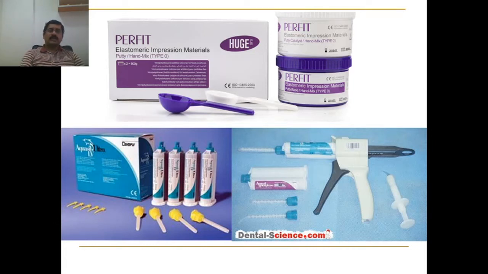Nowadays it is available in paste form. Which pastes do we have? We have the accelerator paste and the base paste. Both these pastes we have in collapsible form.